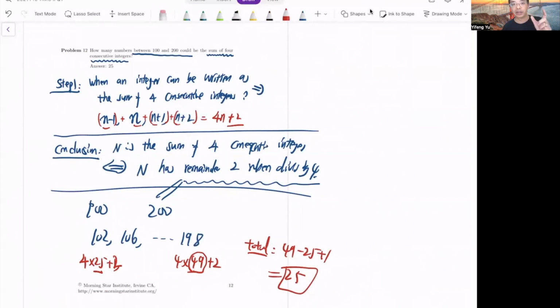The main thing here is the first conclusion: an integer can be written as the sum of 4 consecutive integers if and only if it has a remainder of 2 when divided by 4.